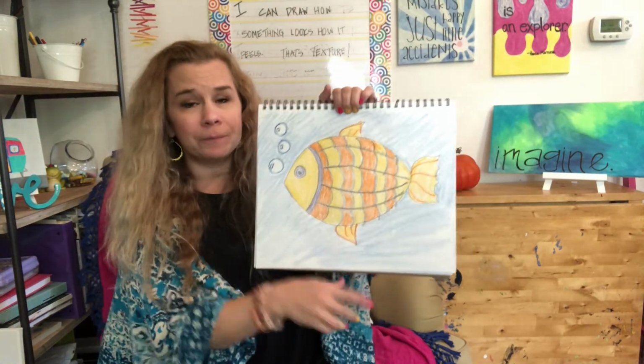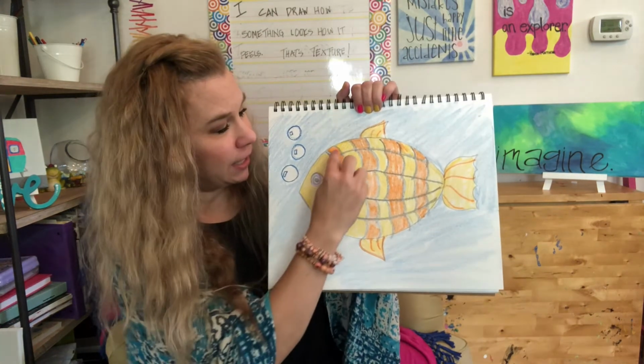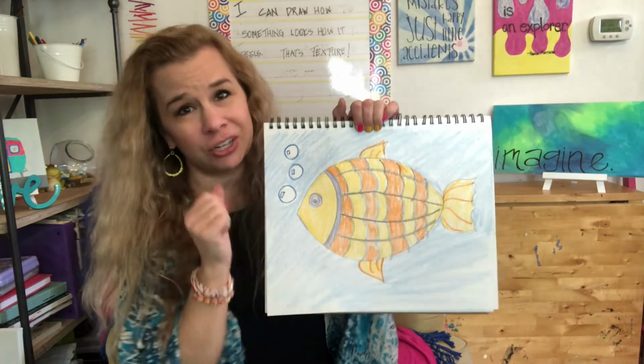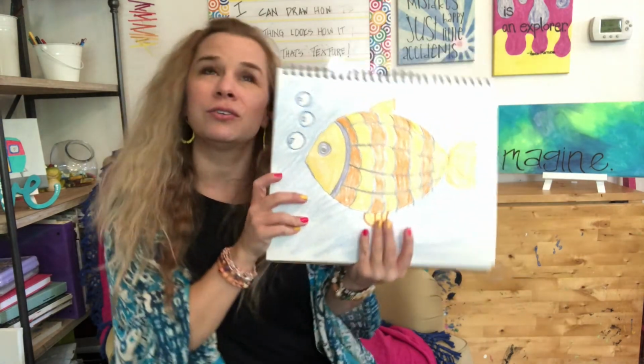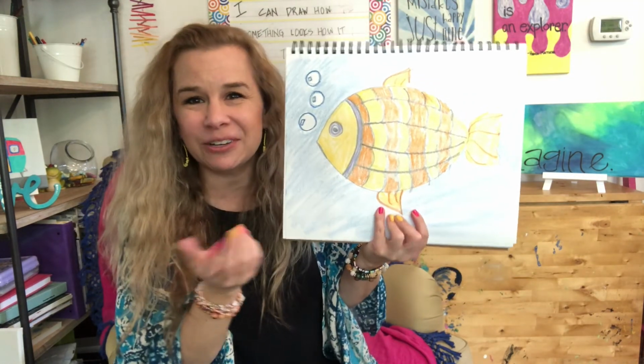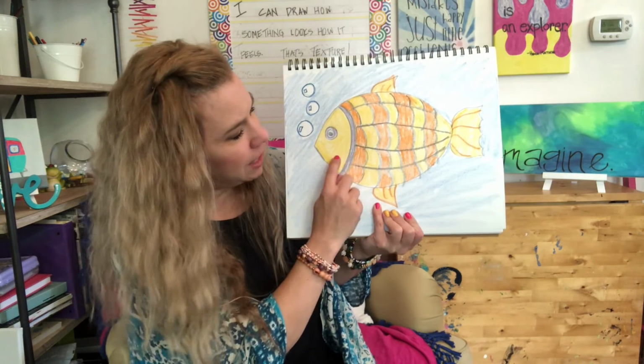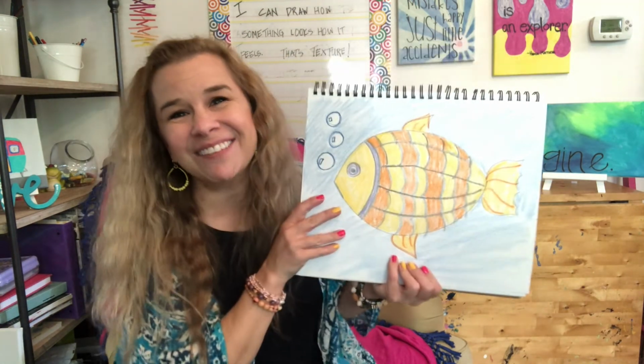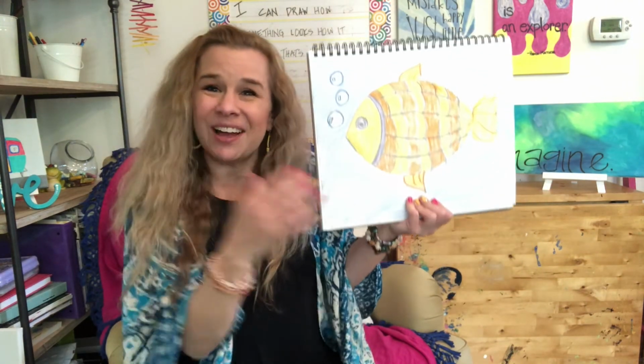Now remember, your fish can have round scales or pointy scales. Your fish could also be different colors. You could use red or blue, any color you want. I chose yellow, orange, and just a little bit of violet. So I can't wait to see your texture fish, so come draw with me.